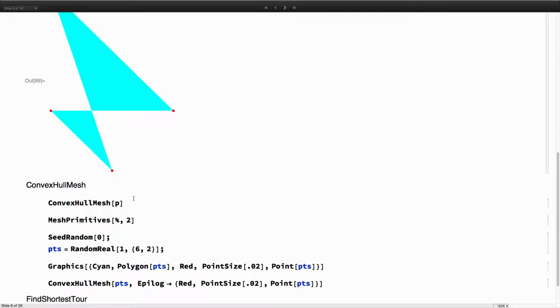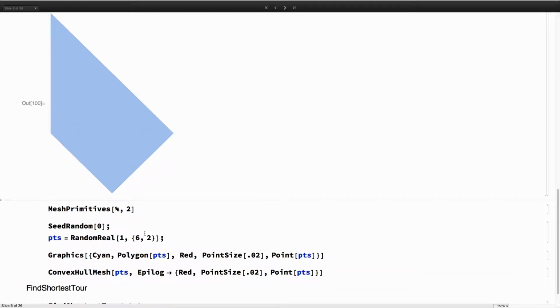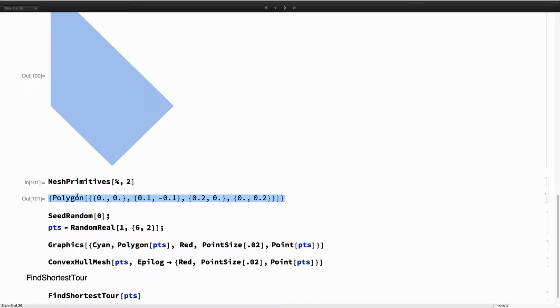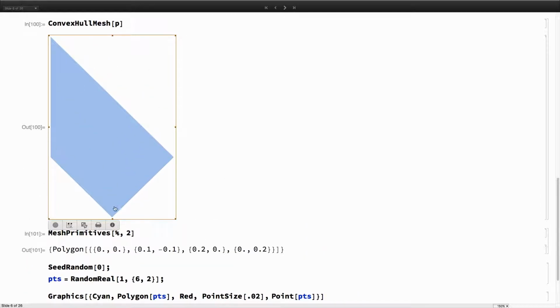One of the easiest ways is to plug the points into ConvexHullMesh. This will create a convex hull mesh. This is not a polygon right now, but you can extract the polygon. Now this is a simple polygon without self-intersection, and the given 4 points are its vertices.